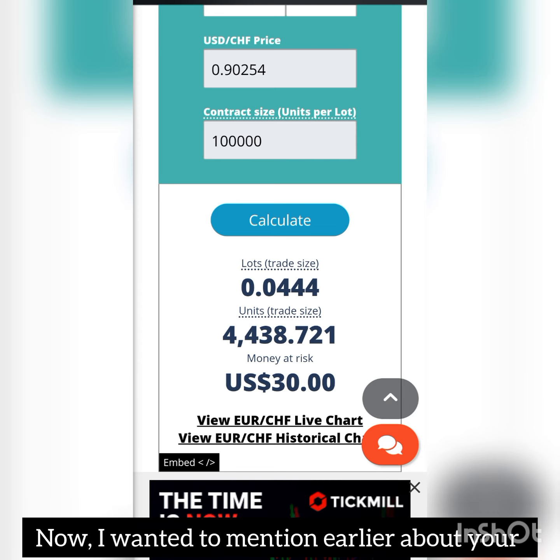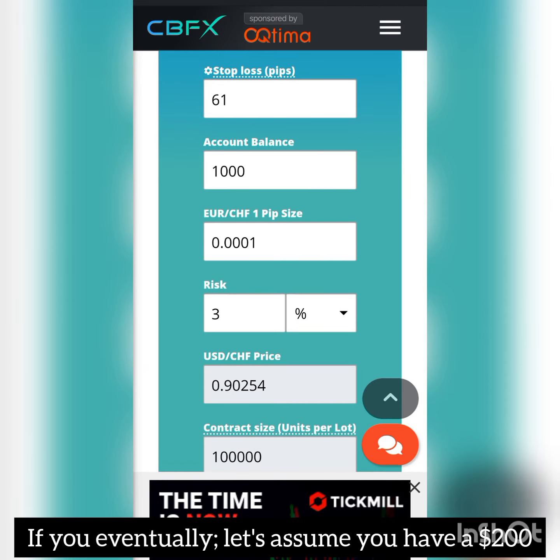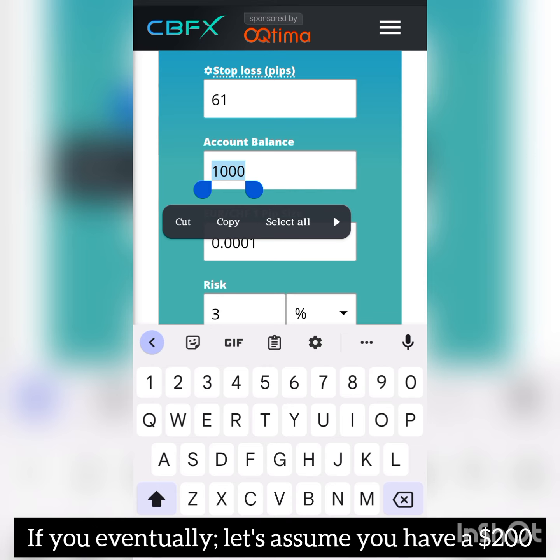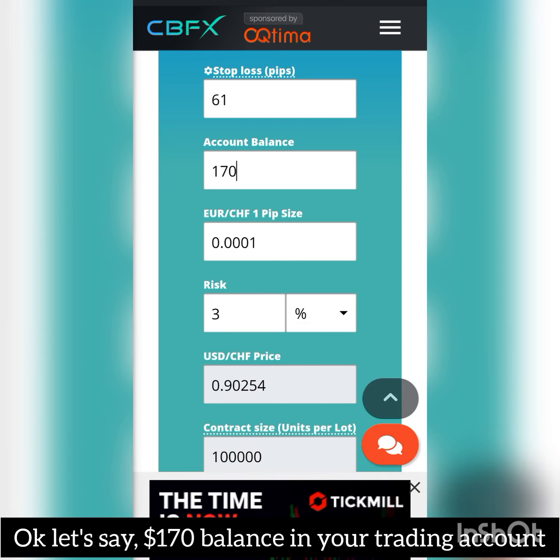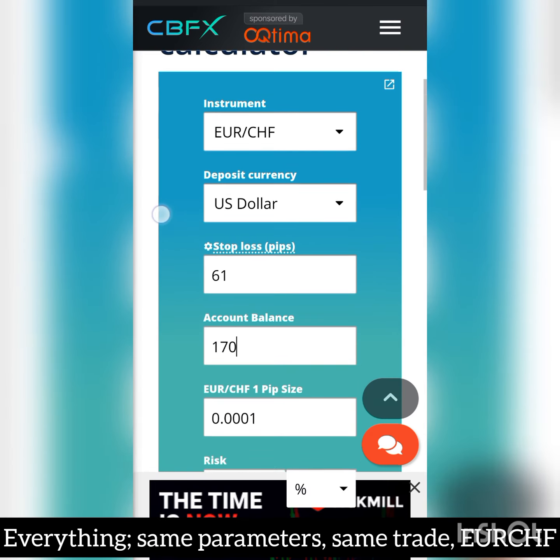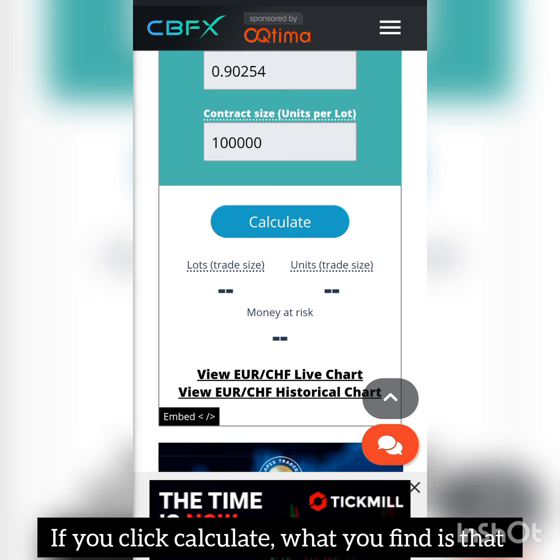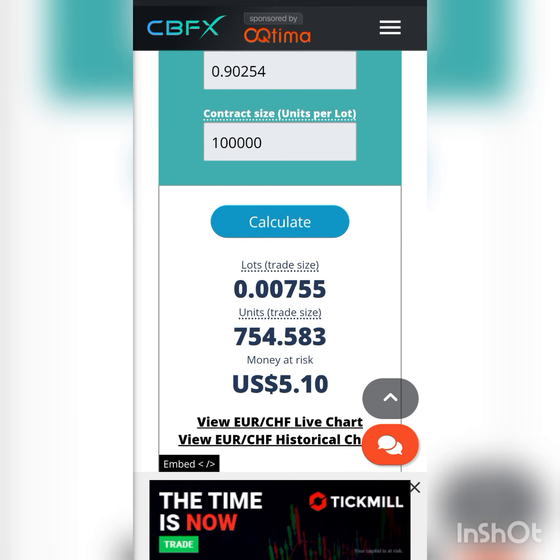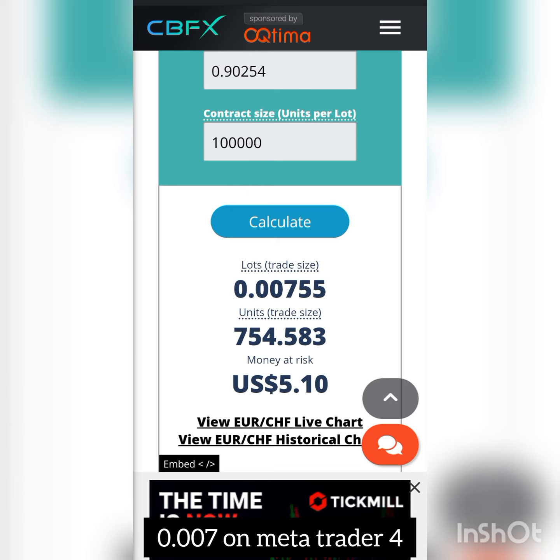Now, I wanted to mention earlier about your trading balance. Let's assume you have, let's say, $170 balance in your trading account. Everything is the same, same parameters, same trade, Euro CHF, stop loss 61 pips, risking 3%. If you click calculate, you find that your lot size is impossible, 0.007. You can't place 0.007 on MetaTrader 4 or 5.